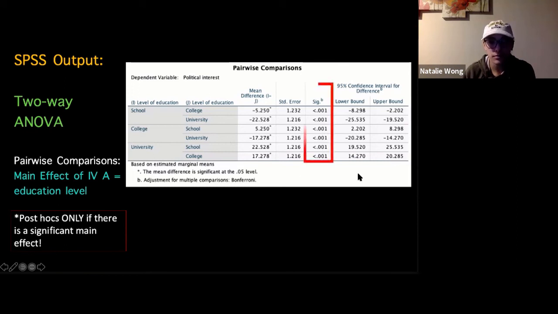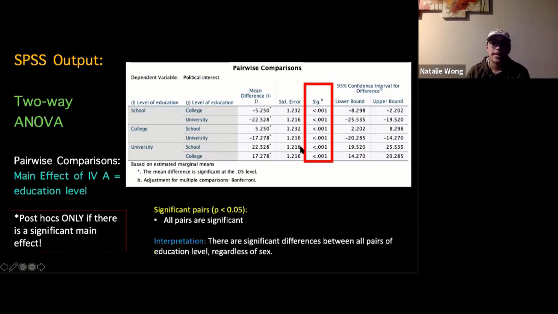So as far as when I ask you to list the significant pairs, it would be acceptable in a case like this to just say all of the pairs are significant. Or you could say, as an interpretation, there are significant differences between all pairs of education level, regardless of sex, specifically for political interest. So I guess I could have added that. There are significant differences in political interest between all pairs of education levels, regardless of sex.